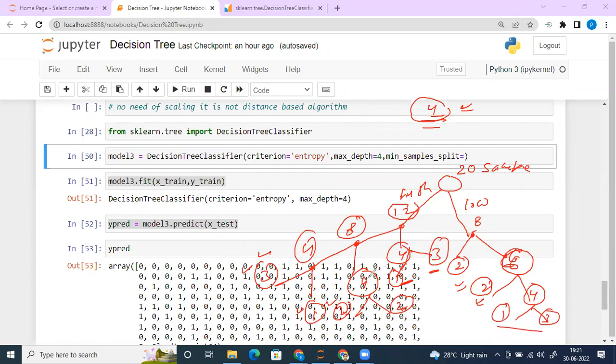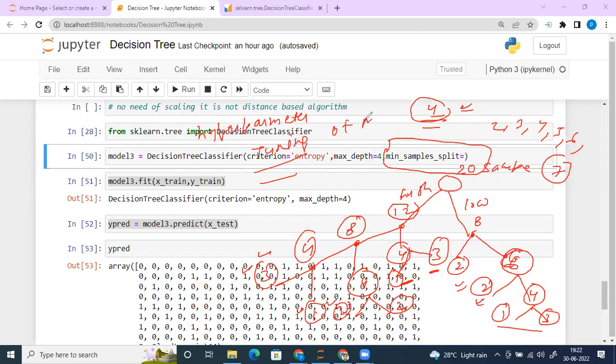So you can control the depth of your tree with the help of a parameter known as min sample split. And you can experiment. You never know what the correct result is, so you have to experiment. Check for 2, check for 3, check for 4, 5, 6, 7, to see for which hyperparameter I get the correct result. This is nothing but your hyperparameter tuning of machine learning algorithms.